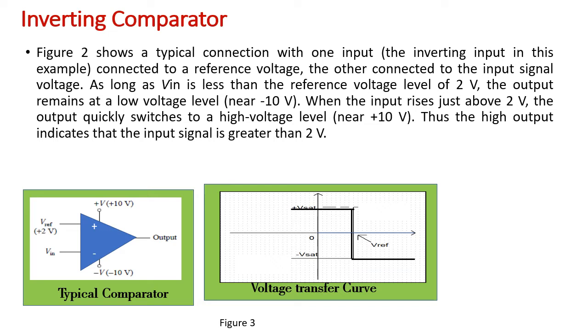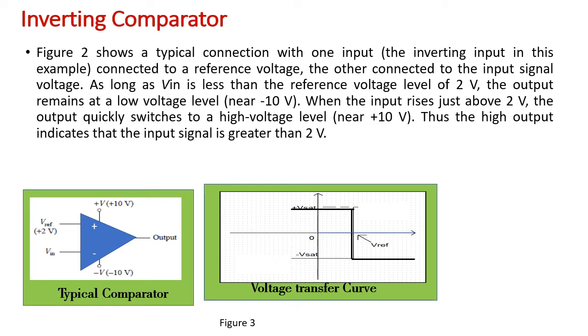Now look at the inverting comparator. Here it is the opposite of the non-inverting comparator, where we apply a fixed voltage at the non-inverting terminal and a time varying signal at the inverting terminal. The time varying signal is at the inverting terminal and the plus terminal is fixed to Vreference.